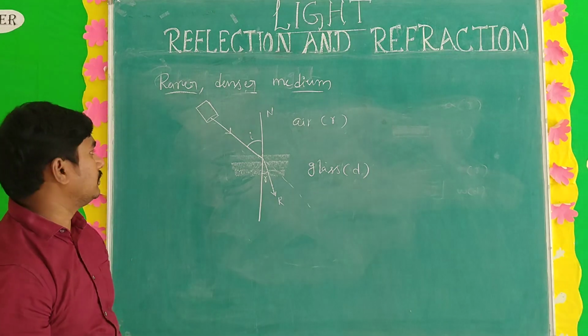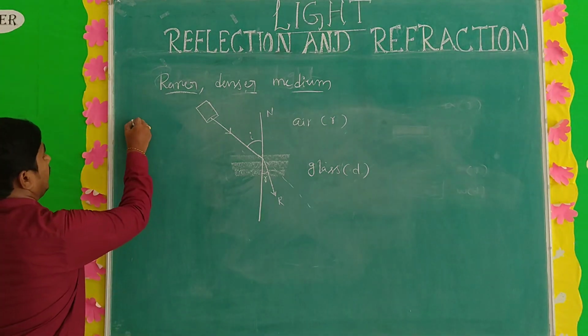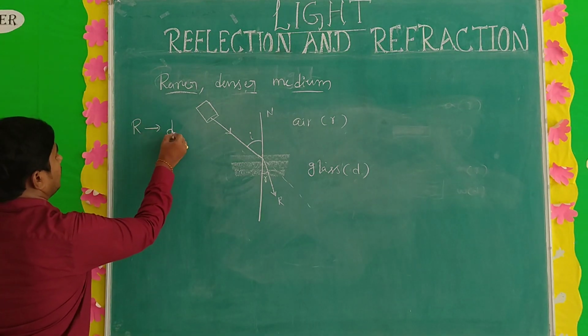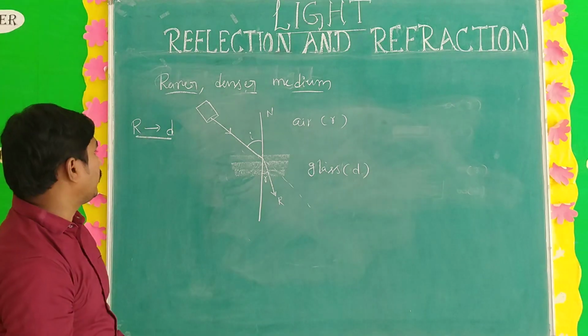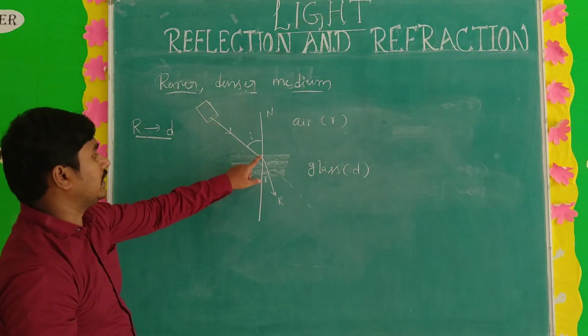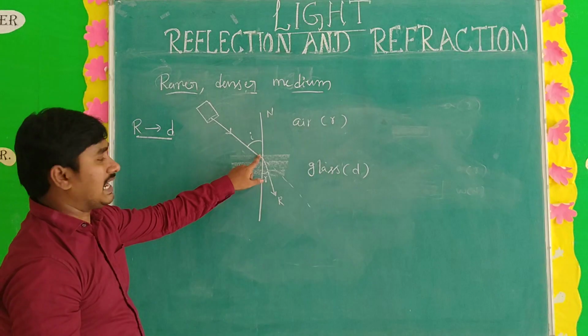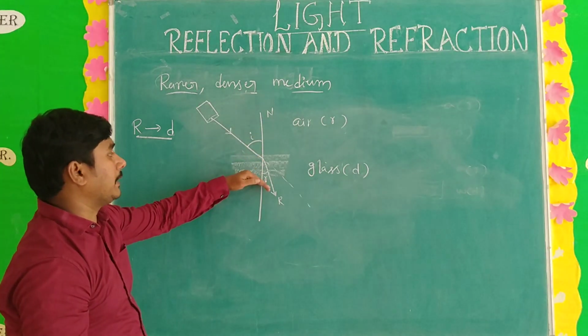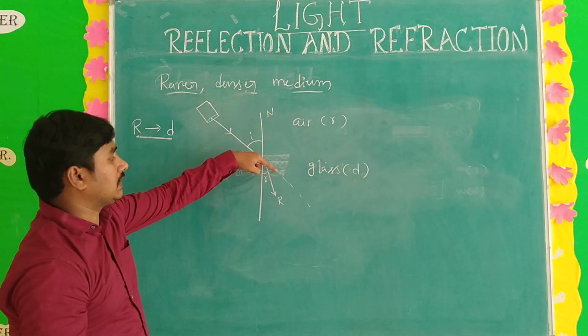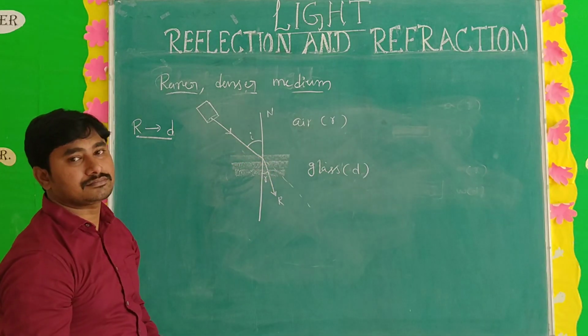Angle of refraction means light travels from where to where? From a rarer medium to a denser medium. Okay, here, what is the observation? When the light ray falls on any transparent denser medium, that is, from rarer to denser medium, the original path of the light ray bends towards the normal.